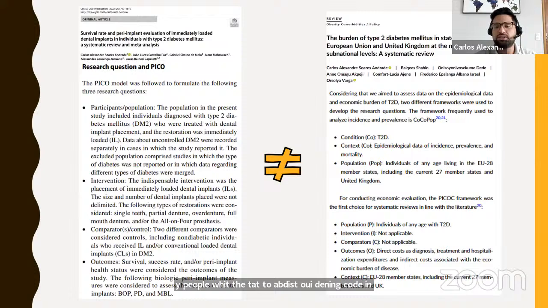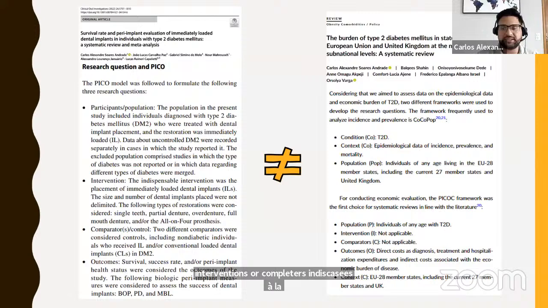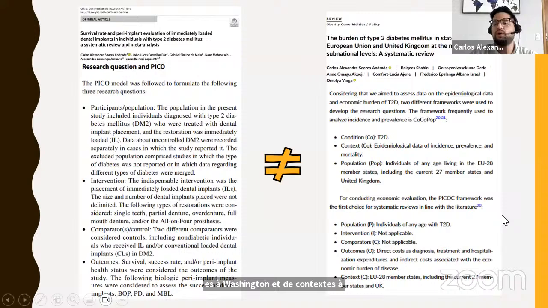The outcomes were direct costs, indirect costs, and other economic analysis. And the context was a geographical context, the European Union in this case. So just showing you that we do have other options, and we should use them in systematic reviews.